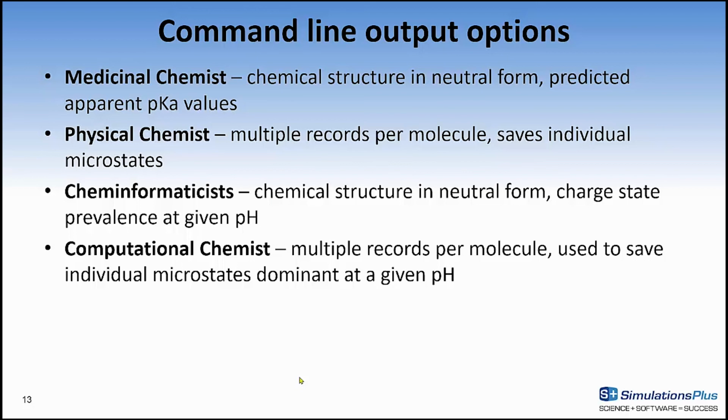And then finally, for a computational chemist, it gives multiple records for molecule, and it's used to save the individual microstates dominant at a given pH. And you might want to use this for input to docking. So it'll predict, let's say, the states that are available at pH 7.4. And some of these states might be interesting or helpful when the molecule is docked in a protein site. If it becomes protonated, it could potentially donate a hydrogen bond to the protein structure and interact with the protein structure.